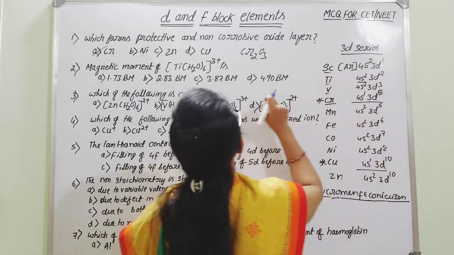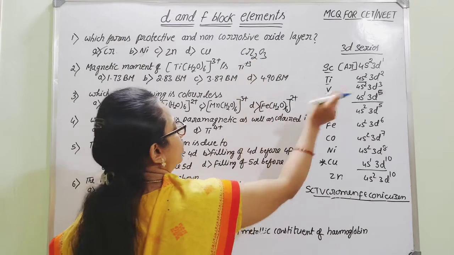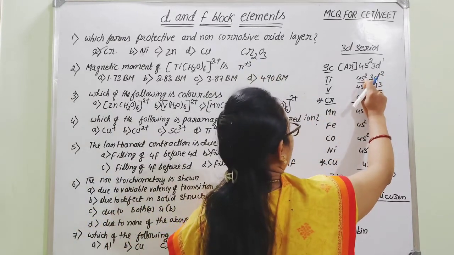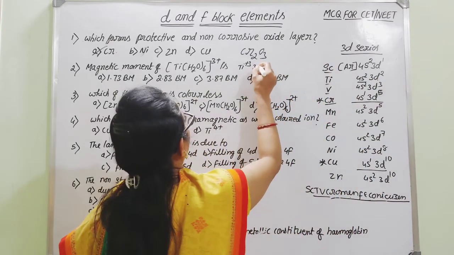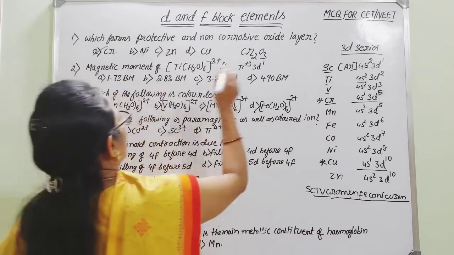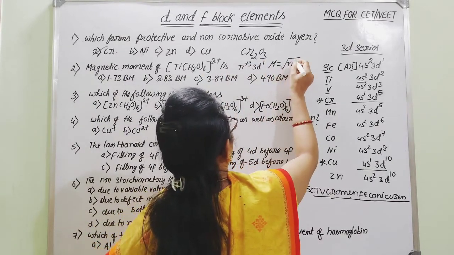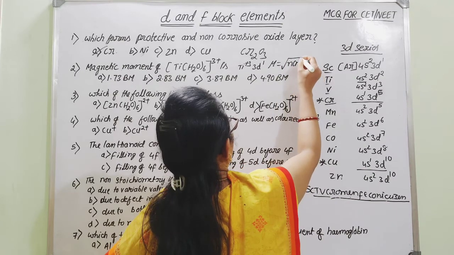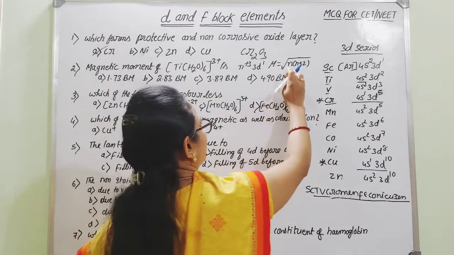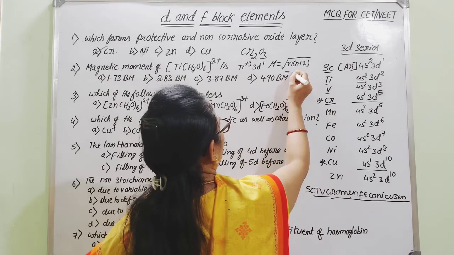Then for titanium +3, what is that configuration? You will get 4s0, 3d1. Therefore, you can consider that magnetic moment can be calculated as mu is equal to square root of n into n plus 2. Here that letter n stands for number of unpaired electrons.